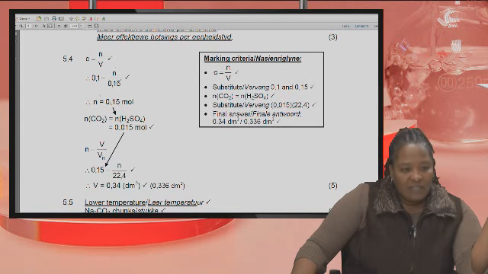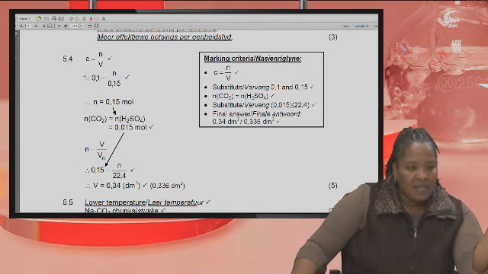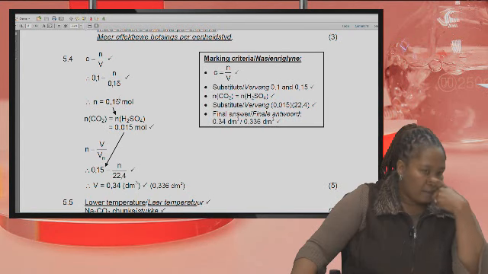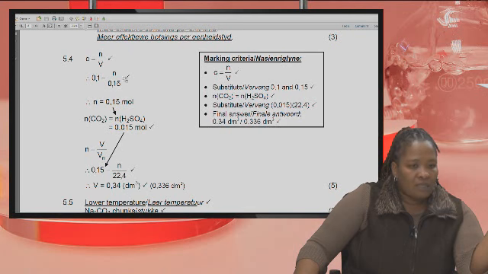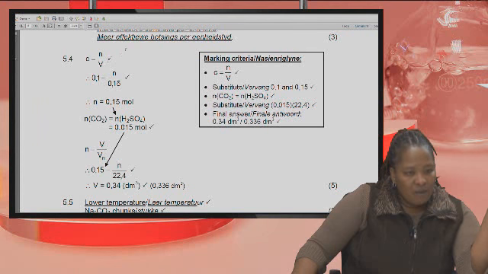And then, if, for example, in the calculation of the number of moles of the acid, the learner uses incorrect values, then the learner will lose this mark for substitution. But if the learner says the number of moles of acid is equal to the number of moles of carbon dioxide, then the learner will get this mark. So the learner will get a maximum of 3 out of 5, meaning 1 mark for the formula, the substitution is incorrect, but saying the number of moles of carbon dioxide are equal to those of sulfuric acid, it's a mark, which is the second mark.